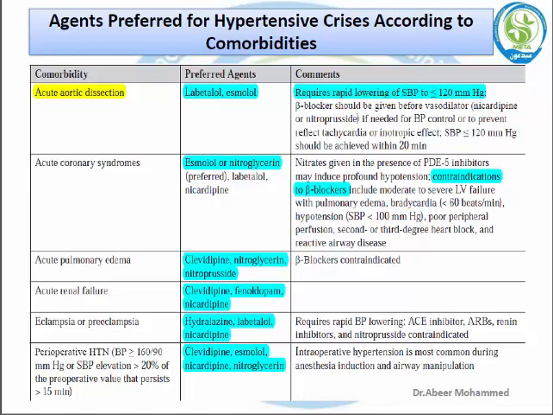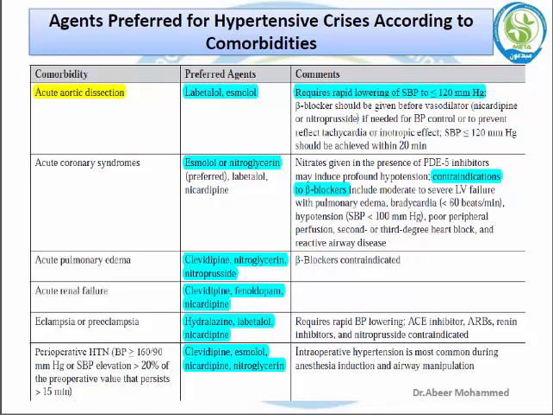Contraindications of beta blockers, as you remember, are when the patient is unstable or has signs of acute decompensated heart failure; I can't give beta blockers right away. For acute pulmonary edema we would prefer nitroglycerin and nitroprusside because they cause vasodilation of the pulmonary arteries. In such cases, beta blockers are contraindicated. In case of acute renal failure, clonidine and nicardipine are the first choice.